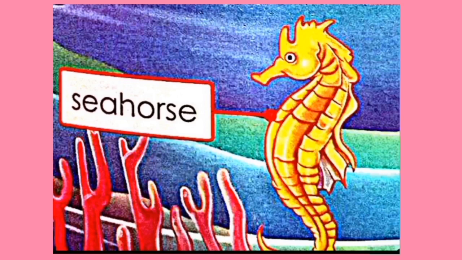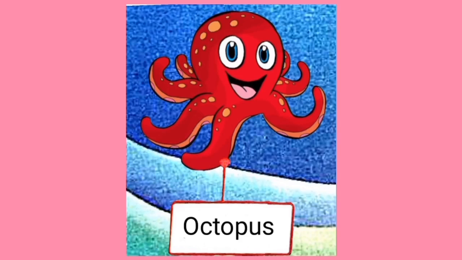This is a seahorse. It is a small water animal. This is an octopus. An octopus has 8 arms. This is a lobster. It has 10 legs. Let's do an activity related to water animals.